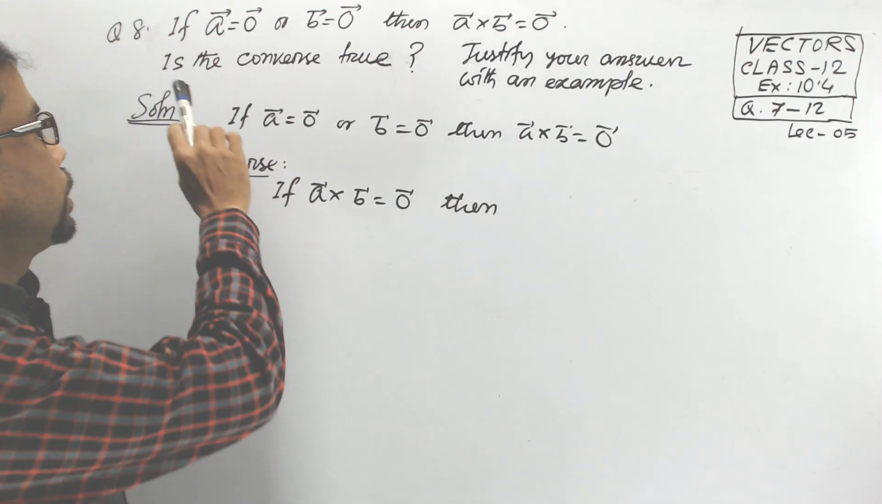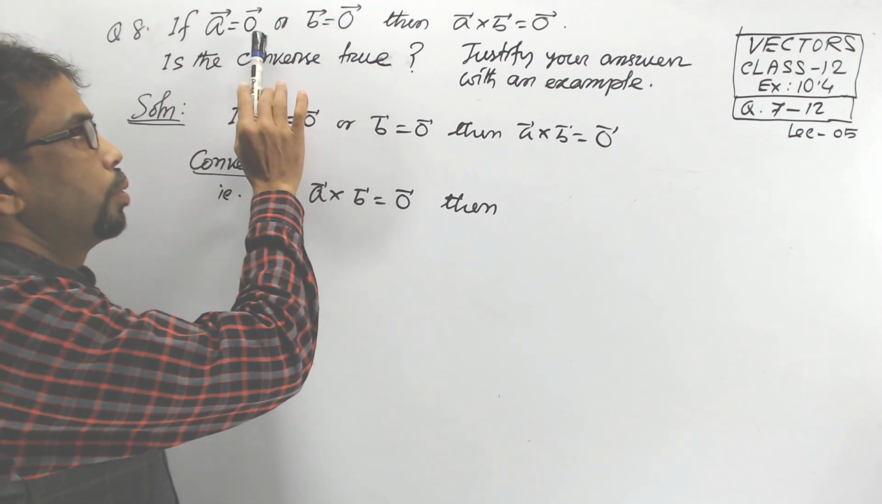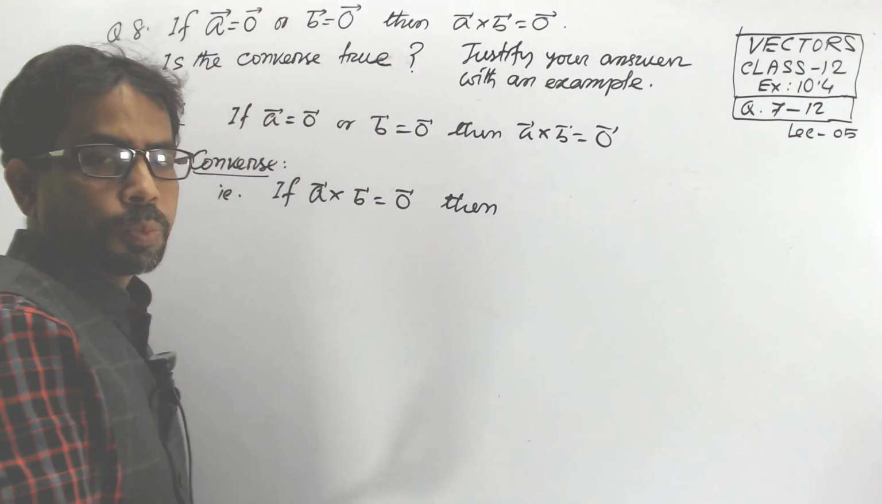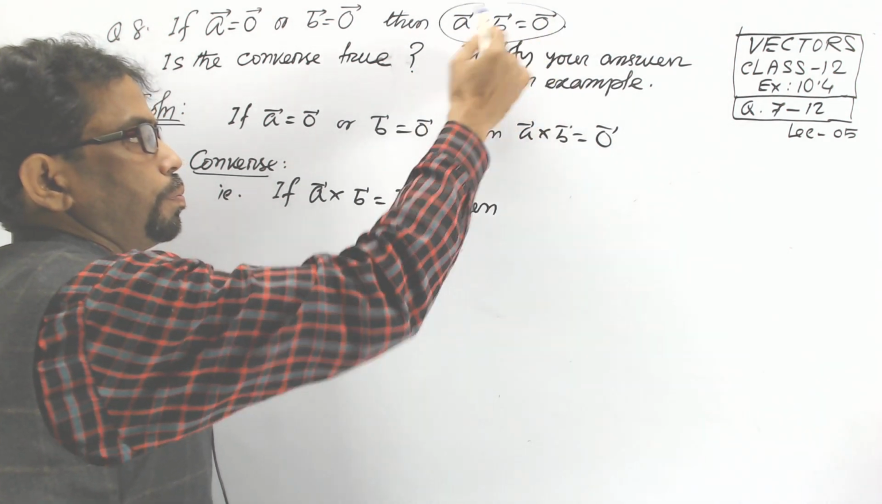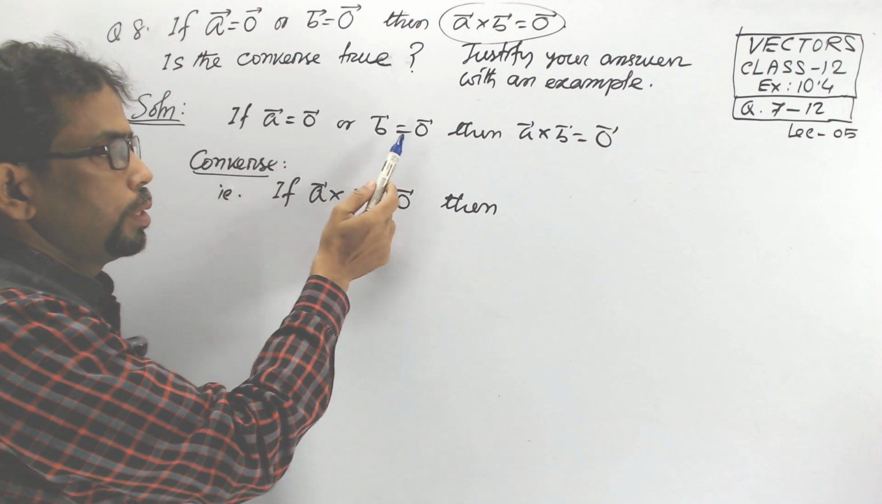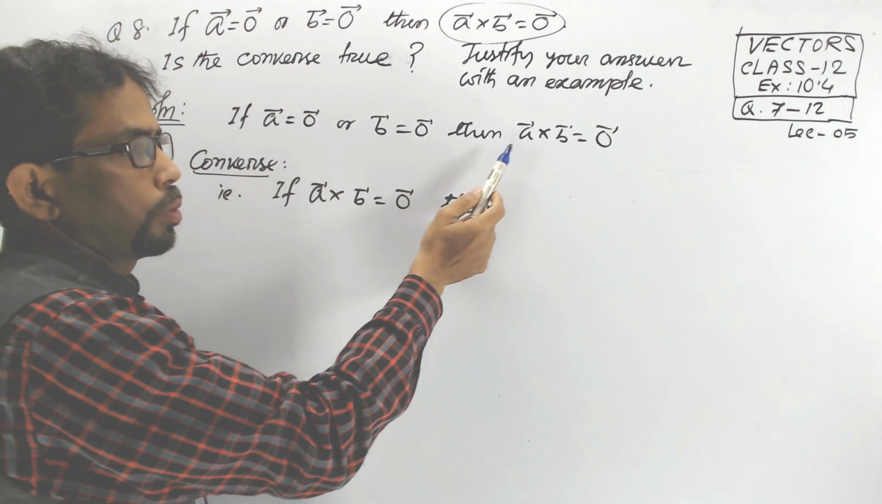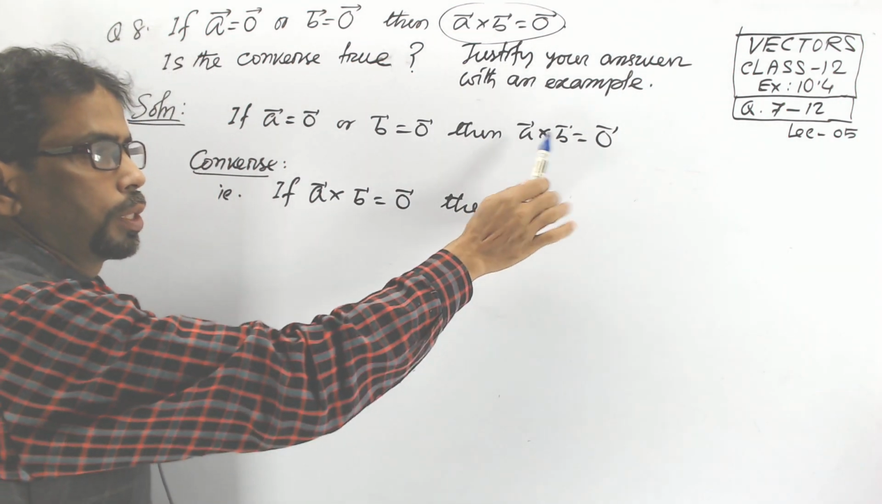Question number 8 is like this. If vector A is 0, or vector B is 0, then their cross product is a 0 vector. If either A or B is a 0 vector, then the cross product is 0. It is given that the cross product is a 0 vector.